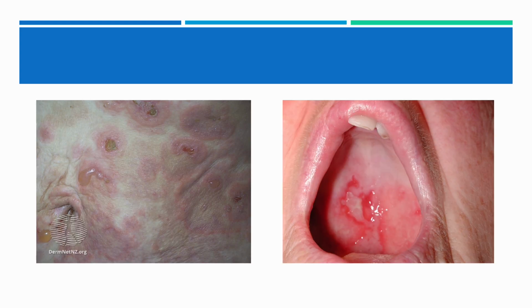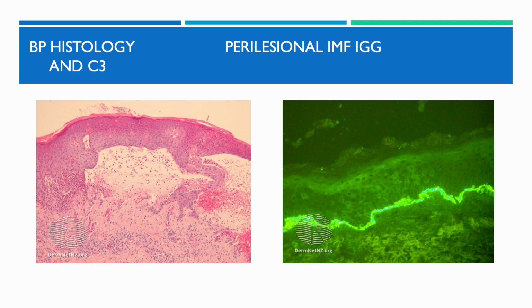Again, in the left-hand panel, you can see some pre-bullous urticated erythema with some intact, scattered tense blisters. On the right-hand side, you can see an erosion of the palate in a patient who's also had blisters over the trunk and limbs. So how do we make a diagnosis of bullous pemphigoid?